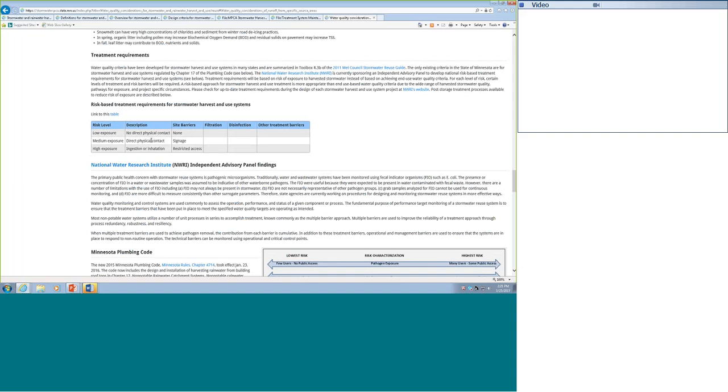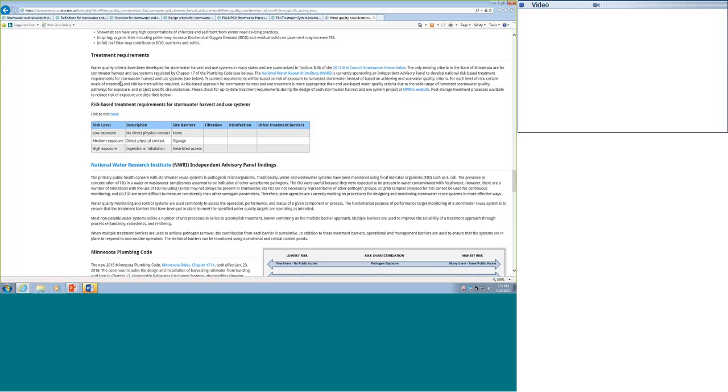So is there direct physical contact with humans? Is there none? Or can we even ingest or inhale the harvested water? This will affect what sort of site barriers, filtration, disinfection, or other treatment barriers might be needed. So these will be guidelines based on exposure level, risk level, whether or not you need signage, restricting access, what types of filtration systems you might need, or disinfection, as opposed to a more quantitative, treat down to this level type of approach. So check back to this treatment requirements page on the water quality considerations in the future.